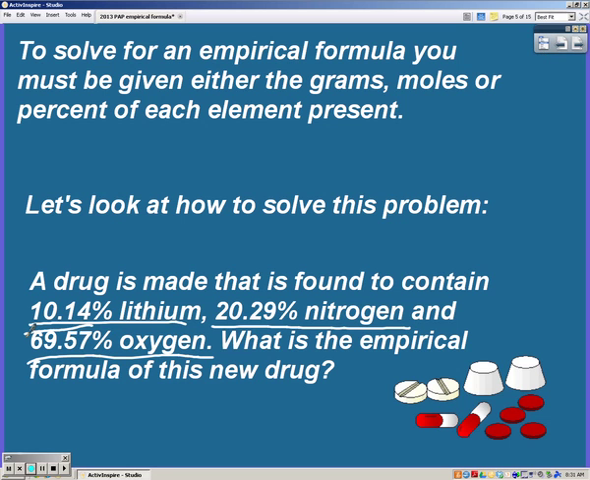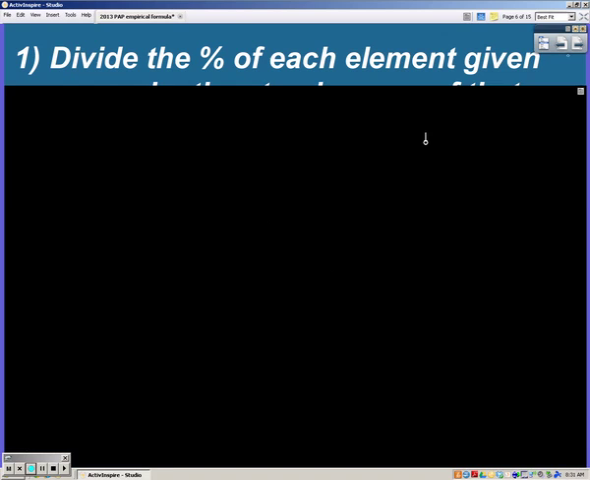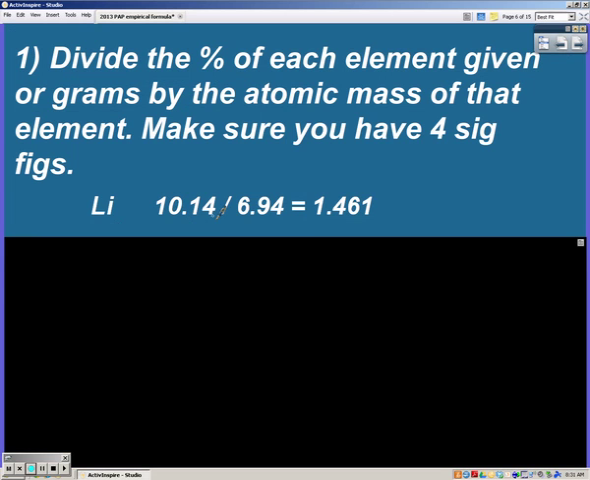So 10.14% lithium, we're going to divide by 6.94. If they'd given us grams, we would have just taken the grams they gave us and divided it by 6.94. Grams divided by grams is going to give us our moles. So basically, we're just converting the grams they give us to moles.